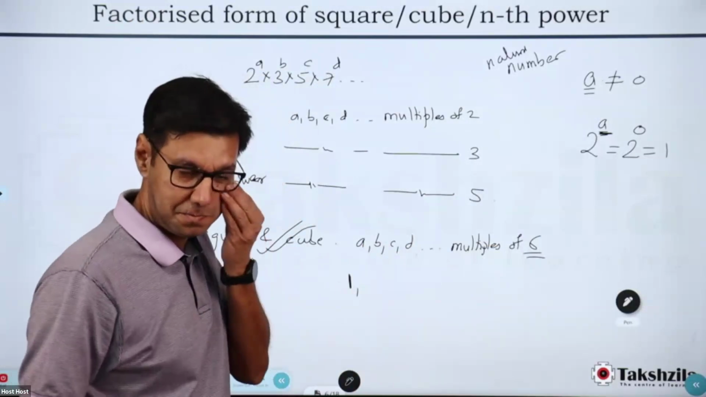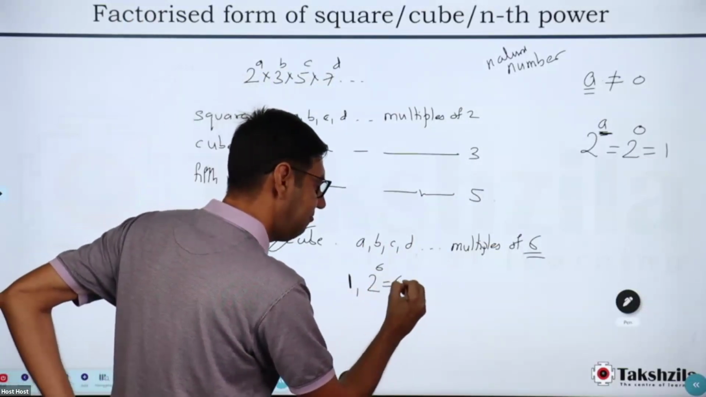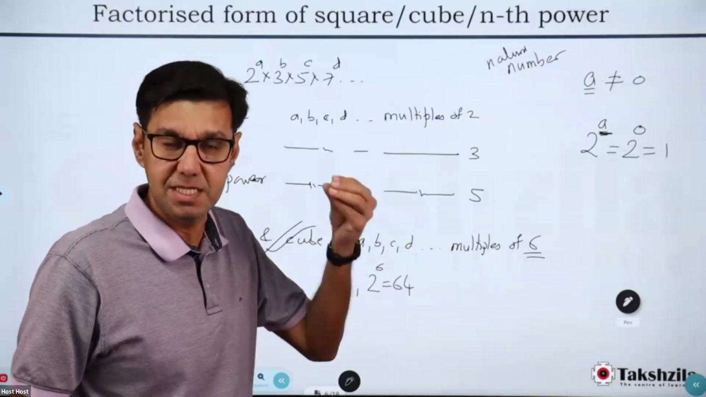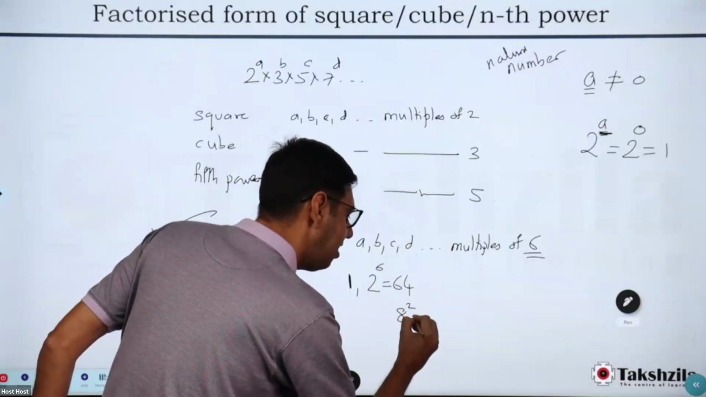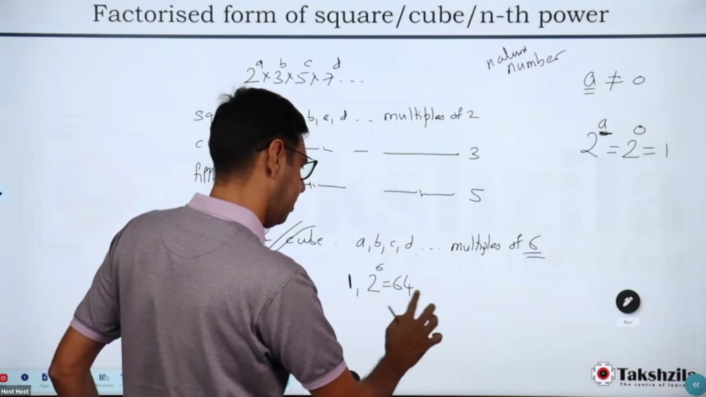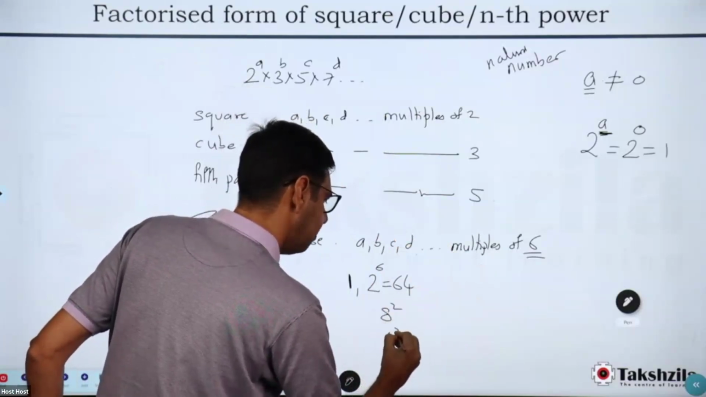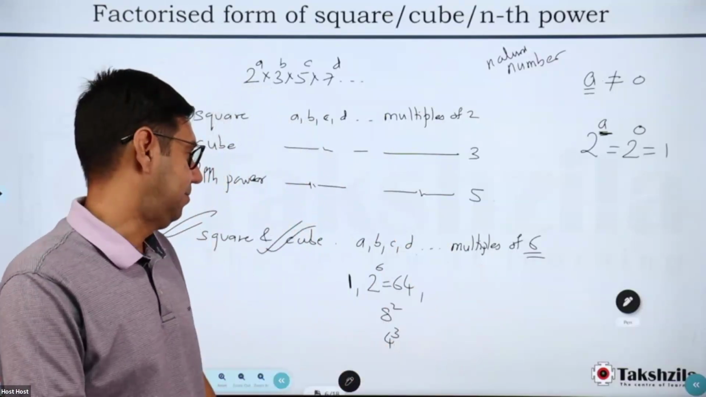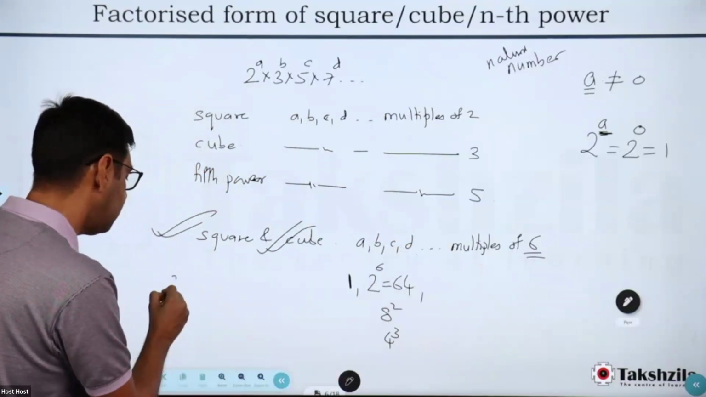Next one, 2 raised to 6, 64. Now for those who are not cognizant, remember and memorize it: 64 is 8 square and 4 cube. I'll write it this way: 8 square, 4 cube. Any next number? Next number. So, do you do 2 raised to 12?